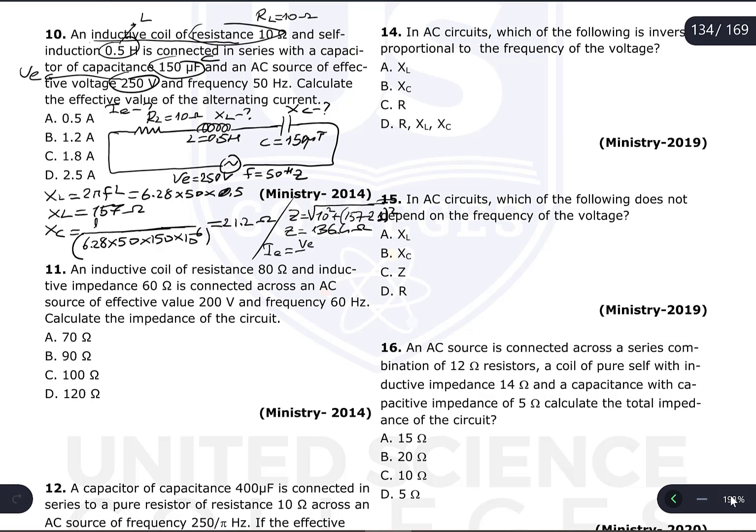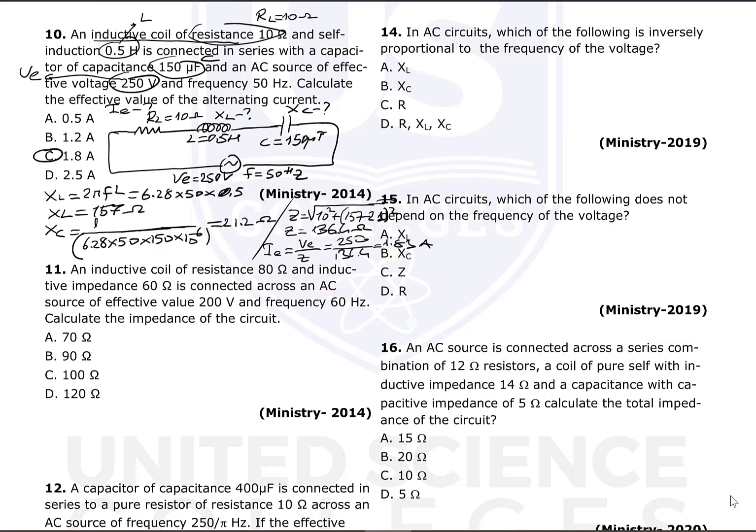Now we can calculate the effective electric current by Ohm's law. V effective over Z. V effective is 250. Z is 136.4. So 250 divided by the answer, which is 1.83. So the effective value is 1.83 ampere. So C is the correct answer.